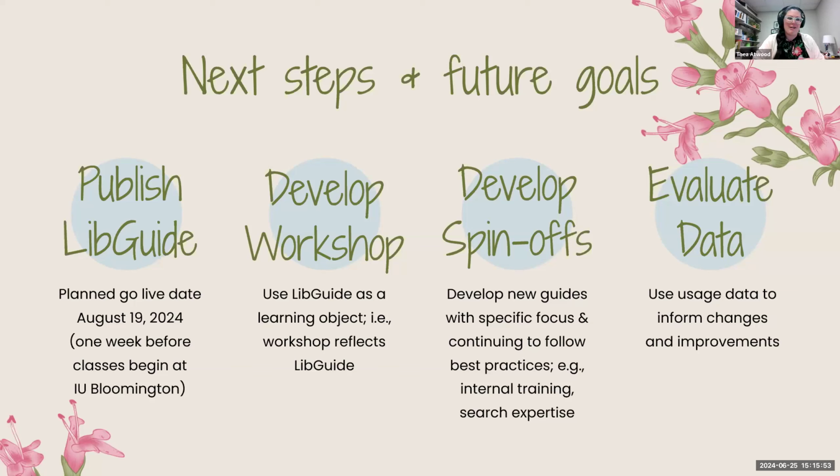We might modify. But of course, our first next step would be to publish our LibGuide. We would love for it to go live a week before classes begin at IU Bloomington, so in August. Developing a workshop, so using the LibGuide as a learning object itself, so the workshop reflects the LibGuide, giving folks reiterative ways to engage with the content, potentially developing spin-offs, so either focusing on where we have expertise, a whole other LibGuide, just drilling down into that, as well as some internal training.